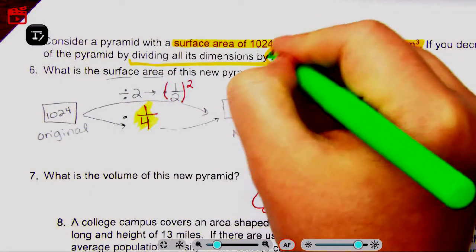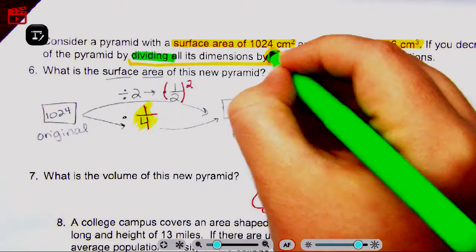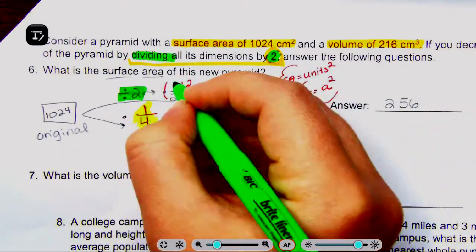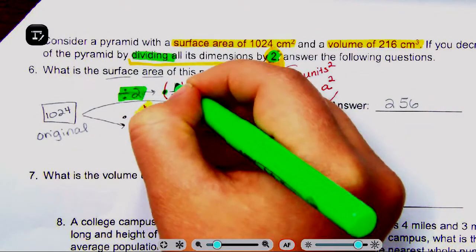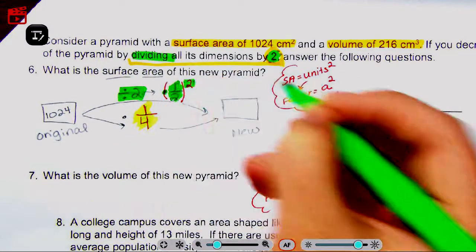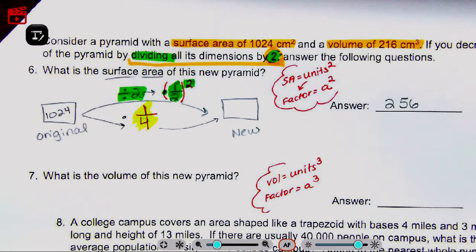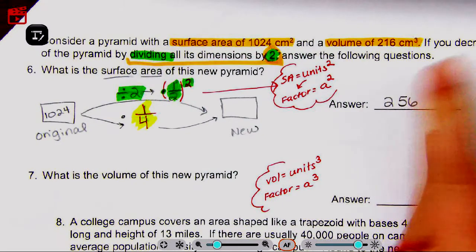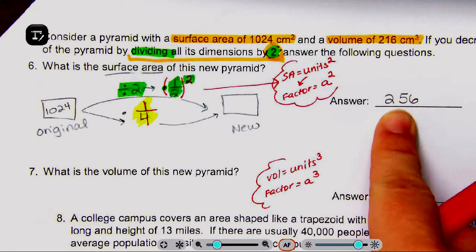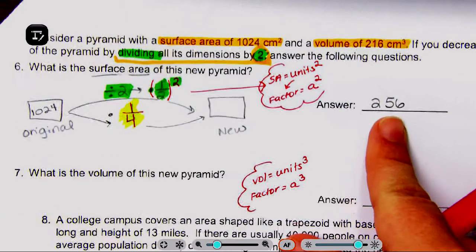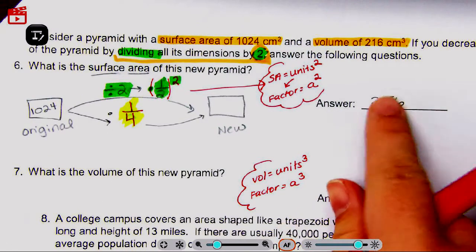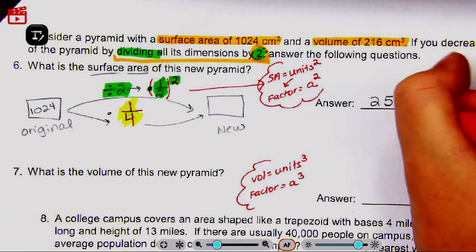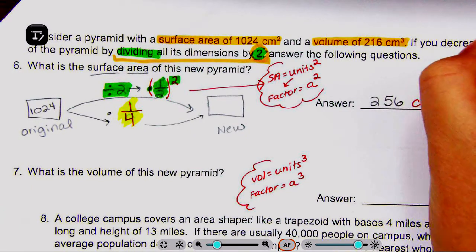This 2, divided by 2, is multiplying by 1/2 squared. And it's squared because surface area is always squared for our units. Make sure that you have units here. So the answer is, what's the new surface area? Well, surface area is 256. What? Puppies, children, water bottles, like what is it? 256. That is centimeters squared.